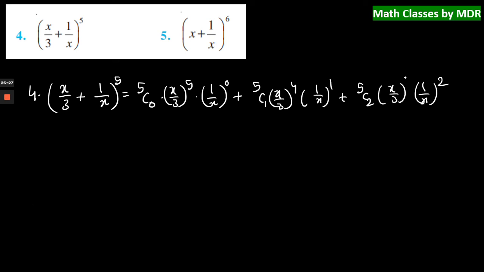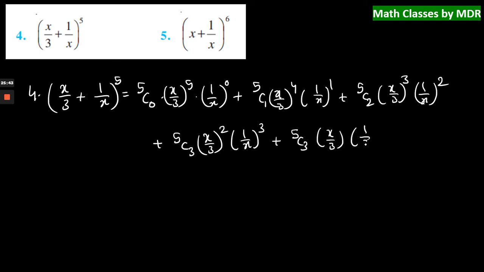I will write it as 3, right? Plus 5c3 x by 3 whole square, 1 by x whole cube, plus 5c4 x by 3, 1 by x whole to the power 4, plus 5c5 x by 3 whole to the power 0 into 1 by x whole to the power 5. That's it. Now let us simplify quickly. So what is 5c0 here?